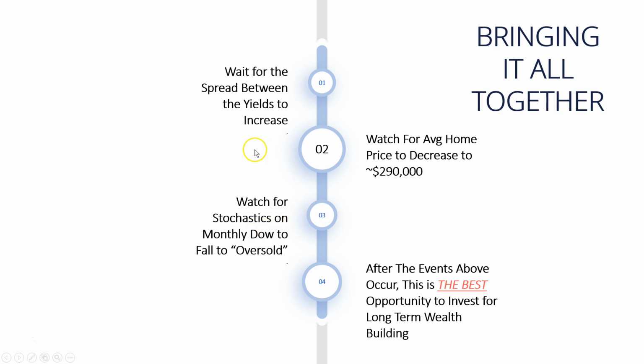So once we enter into a recessionary period by looking at the yield curve, we have the negative GDP, home prices have declined, and then the monthly Dow falls to an oversold position. After all of these events occur, this is literally the best opportunity that you will ever see in your life to invest long-term in the stock market, to invest long-term in real estate, to invest long-term really in anything.